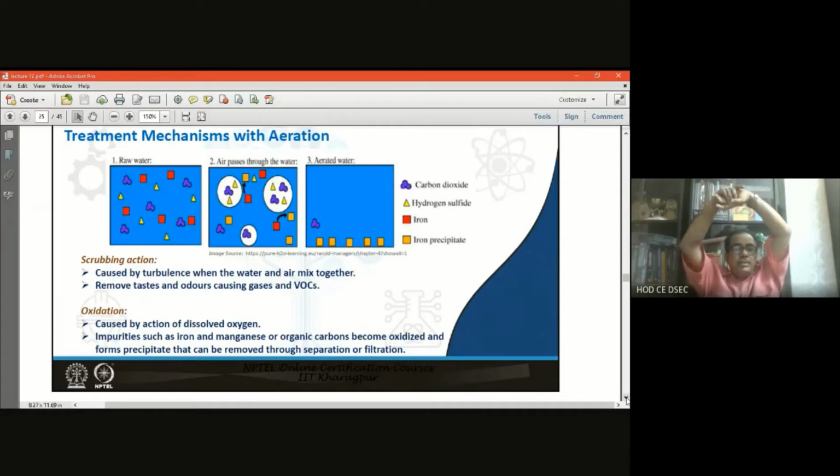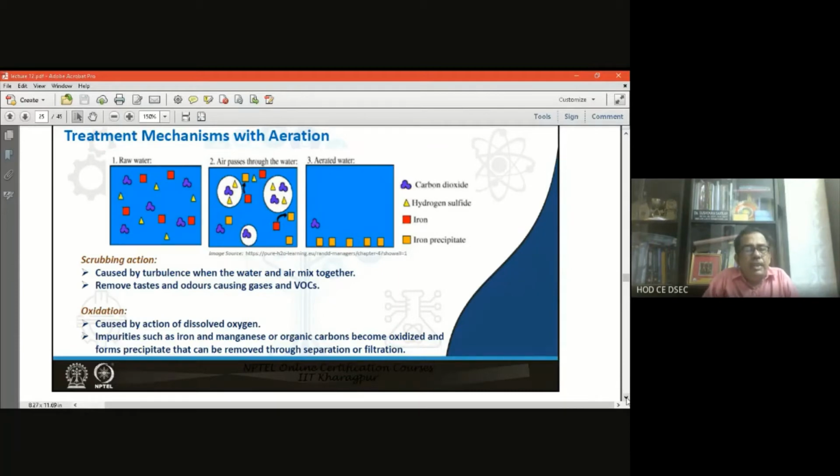The scrubbing action is caused by turbulence. That means when air is passed into the water, when aeration is being done, it creates a turbulence when water and air are mixed together. So this is called the scrubbing action. And this turbulence can remove the taste and odor causing gases and VOCs. They are separated by this turbulence. By this scrubbing action, the volatile organic carbon gases causing the taste and odors are removed.